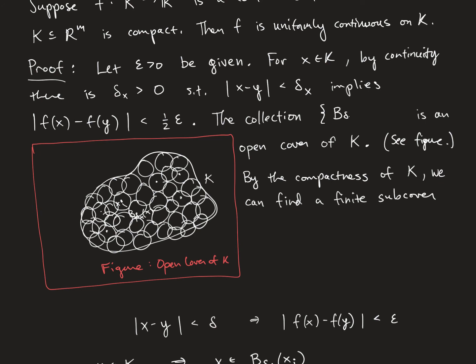So we have delta sub x over 2 around x. We'll consider that collection. So by compactness, we can find a finite subcover. That's going to be the balls of radius delta sub i over 2 around x sub i.